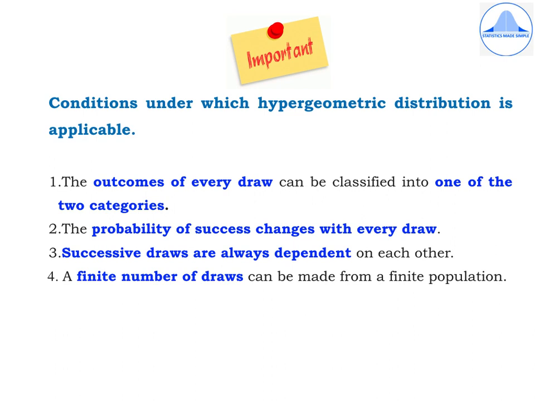Why does the probability of success change with every draw? This is because the sample which is selected is done without replacement. The third point is successive draws are always dependent on each other. So whenever we do sampling without replacement, we see that the draws will always be dependent on each other. And the fourth point is a finite number of draws can be made from a finite population.